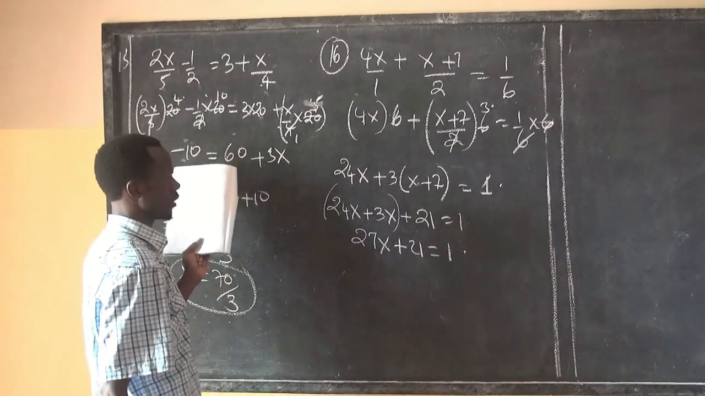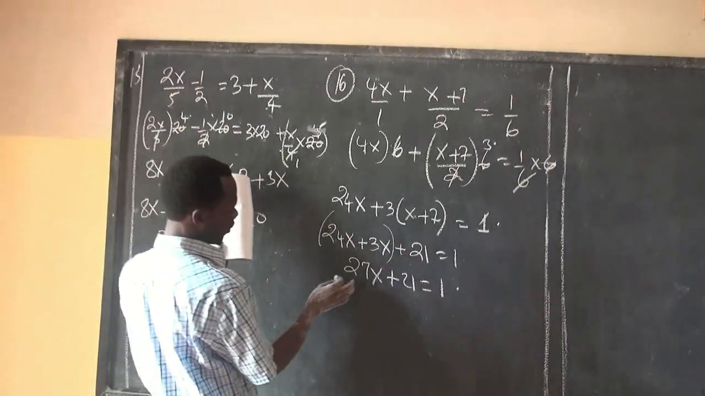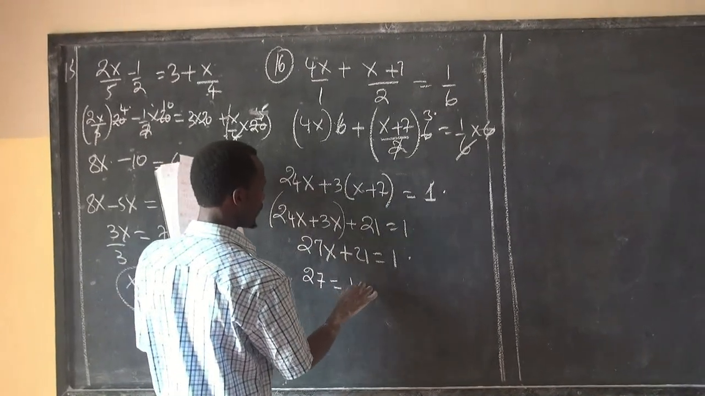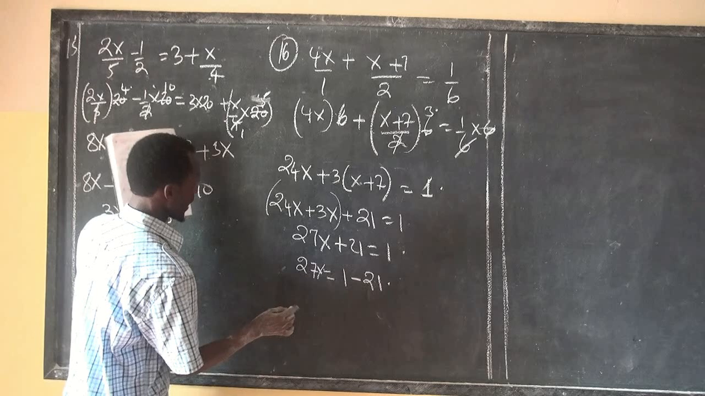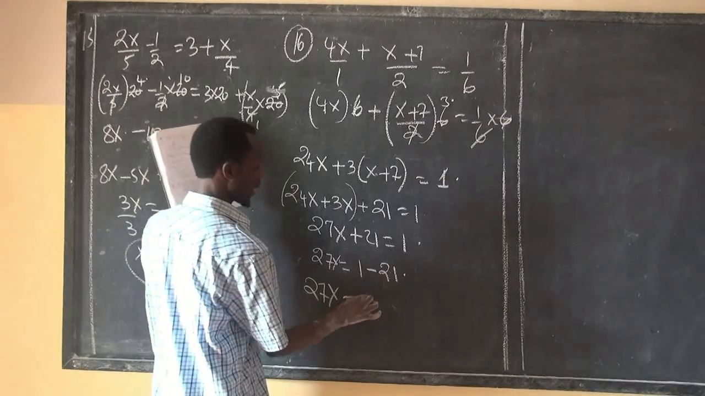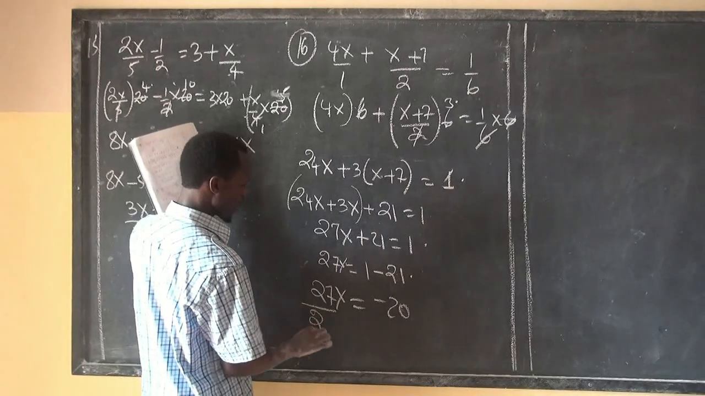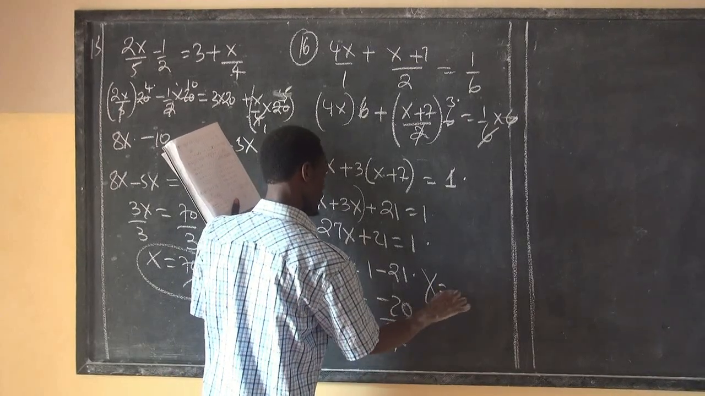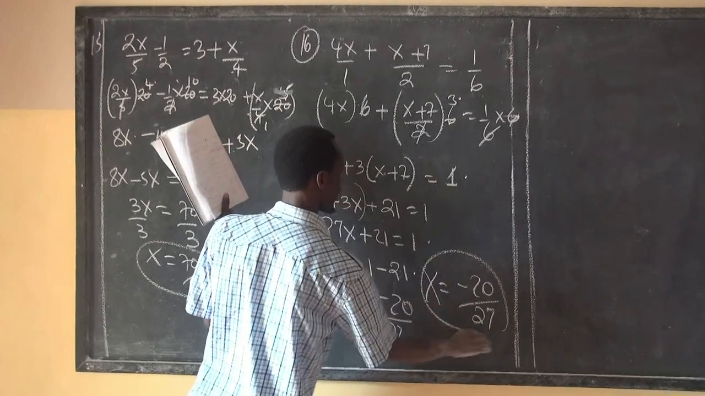Are we together? Yes. Then a problem? No problem. Now we have 27x is equal to 1 minus 21. Is it so? Now what next? We have 27x is equal to negative 20. We are looking for the value of x. Now we divide by 27. Now x is equal to negative 20 over 27. This is how we have done.